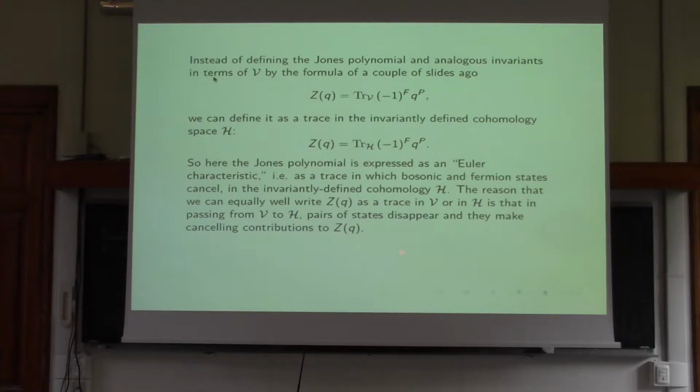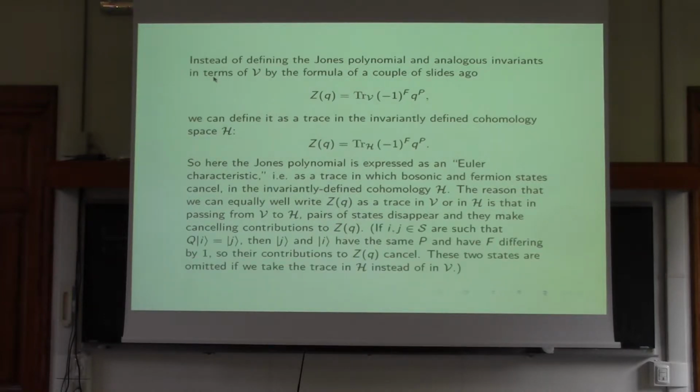The reason we can equally well equate Z as a trace in the space of all states, or the space of physical states H, is that in passing from V to H, pairs of states disappear and they make canceling contributions to the trace. In other words, if I and J are two solutions, such that Q maps one of the states to the other, then these two states have the same P but have F differing by 1, so their contributions to Z cancel. So in V they make canceling contributions, but in H we omit them. When we pass to the cohomology, we omit those two states whose contributions to the trace cancel.